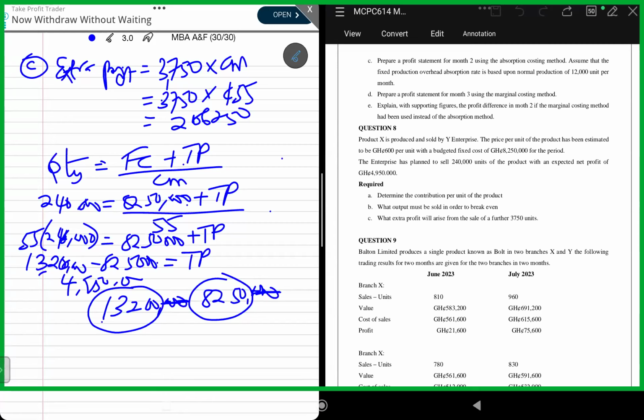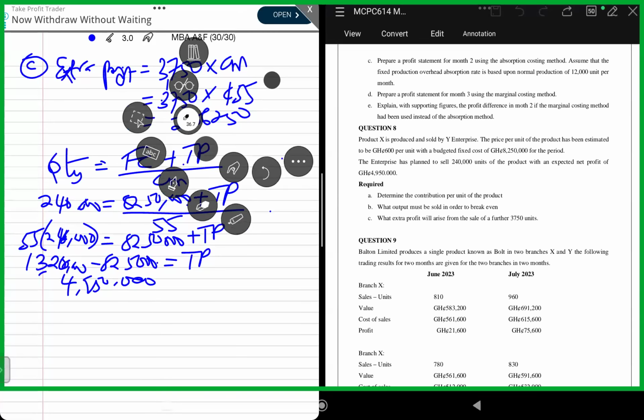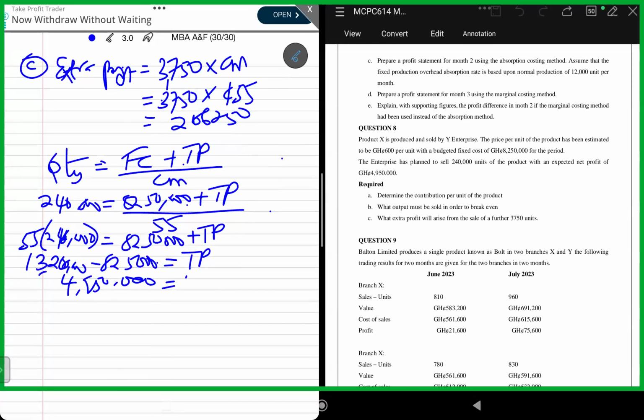I'm using a long method here, and you get the same answer. So we first find how much total profit the business will make on selling all the 240,000 units. If the business sells all the 240,000 units, this should be the target profit. Now, I'm using this same approach, this same method. But here it will sell an extra 3,750.